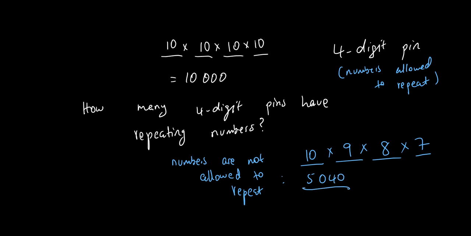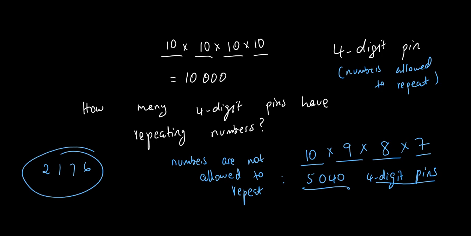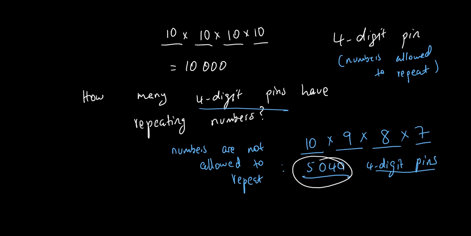These 5040 4-digit pins contain numbers that are not repeating. Maybe you have, for example, 2176. This is one of the passwords that are in this 5040. So if I want to know how many 4-digit pins have repeating numbers, these ones don't have repeating numbers. So to get the ones that have repeating numbers, I have to say the total minus the ones with numbers that are not allowed to repeat.